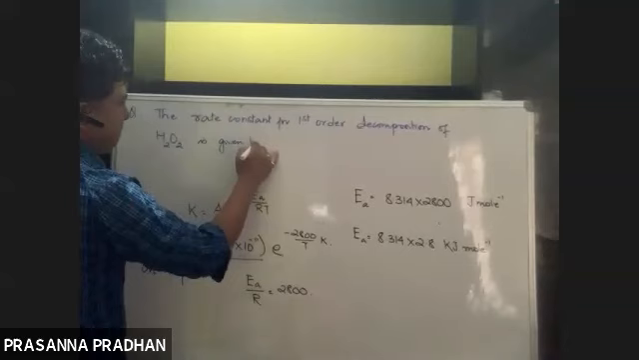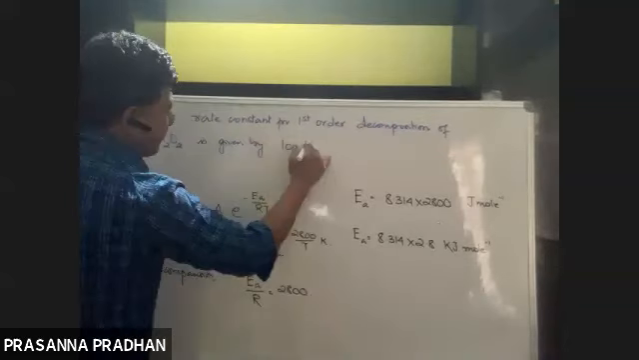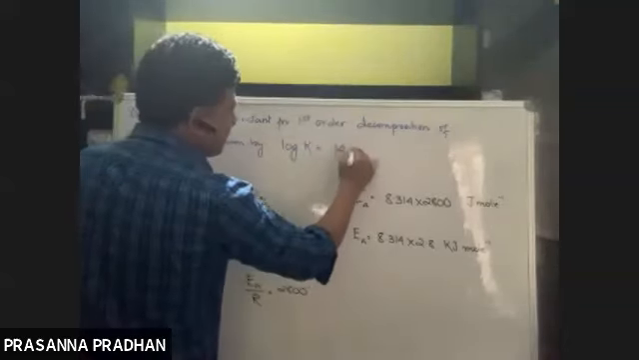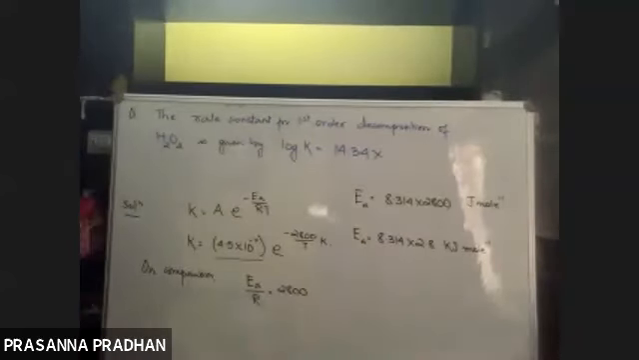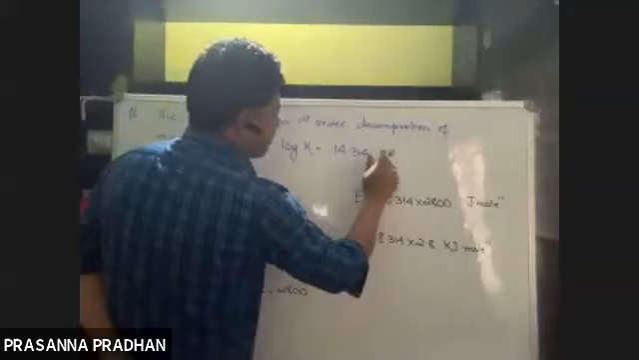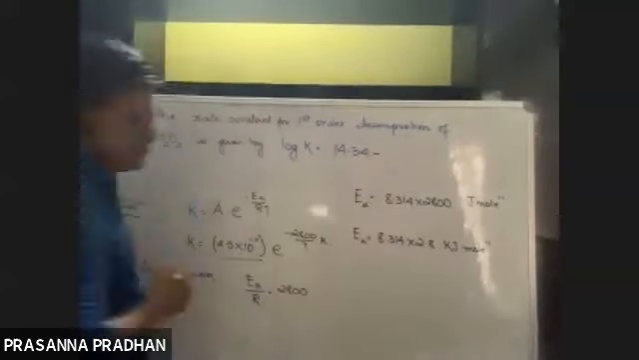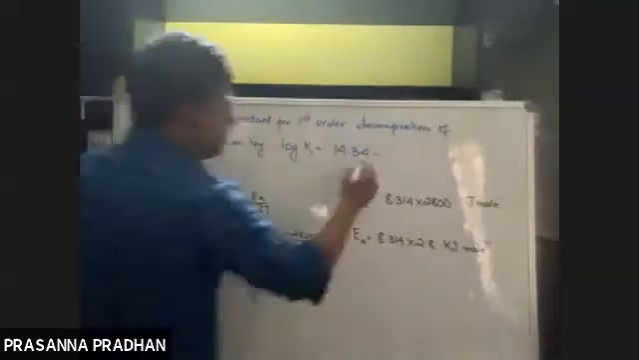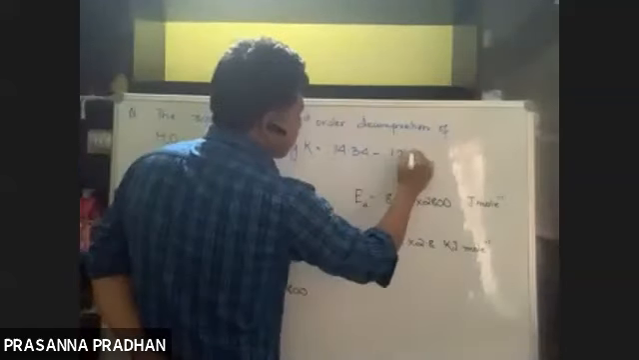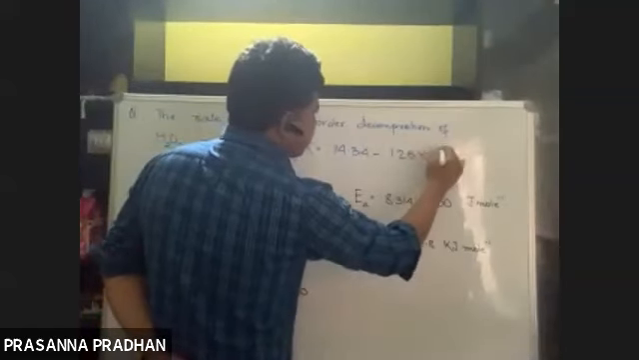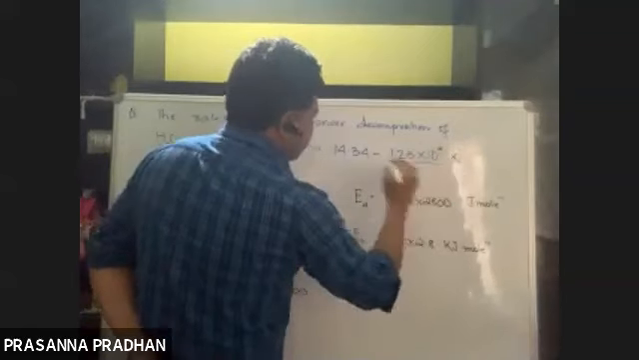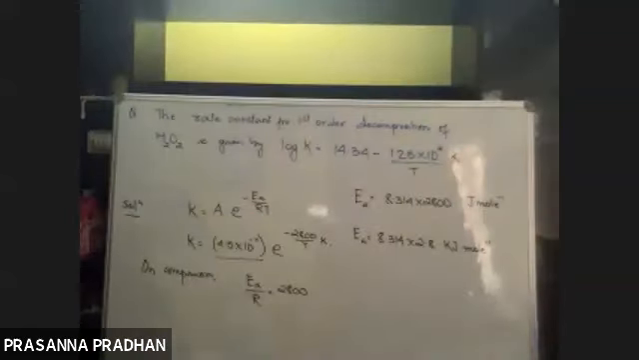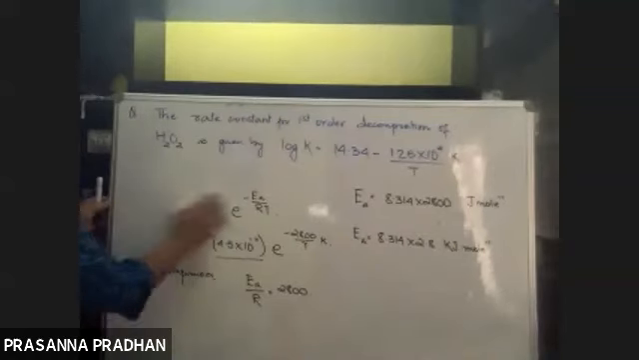The rate constant for first order decomposition of hydrogen peroxide is given by log K equal to 14.34 minus 1.25 into 10 to the power 4 divided by T. Okay, now it is expressed in this form.